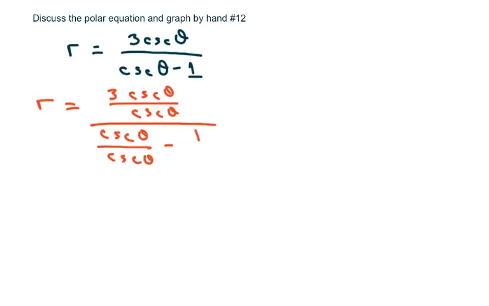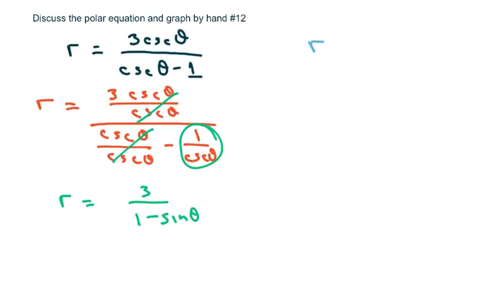And you probably saw this in identities when you did your trig identities. And what happens here is these two cancel, and that equals 1, that equals 1, and this equals sine. So basically what you get is r equals 3 over 1 minus sine. Alright, so basically it's already in our format, which is nice. This is the last one.